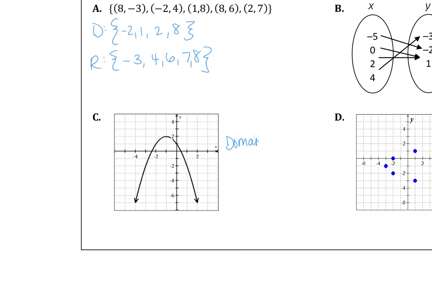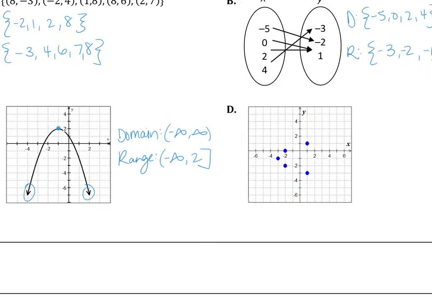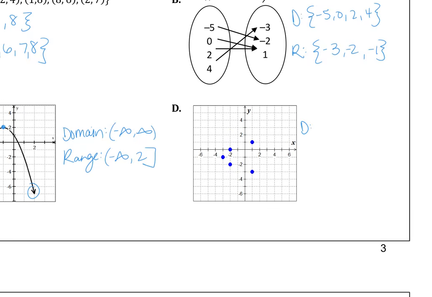Domain. The arrows go on forever, so -infinity to infinity. Range. Bottom to top, least to greatest. So -infinity to the peak, which is 2. Oh, bracket on the 2, because it's included. Remember, parentheses are used for open circles and infinity, and brackets are used for closed circles, aka dots, that are included in the function. Okay? Domain.